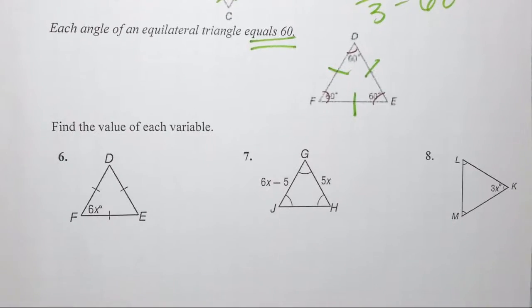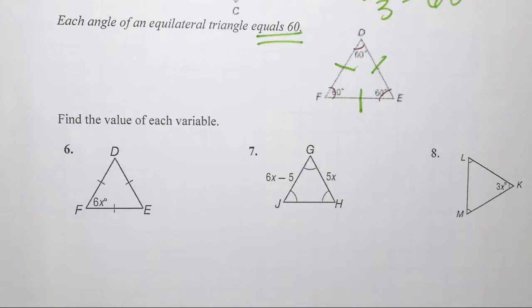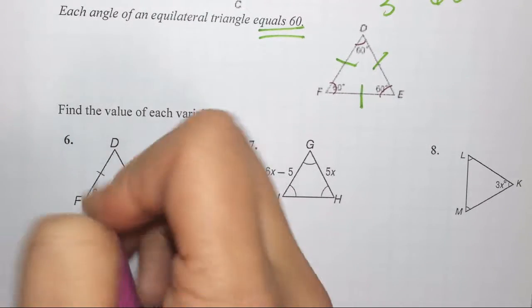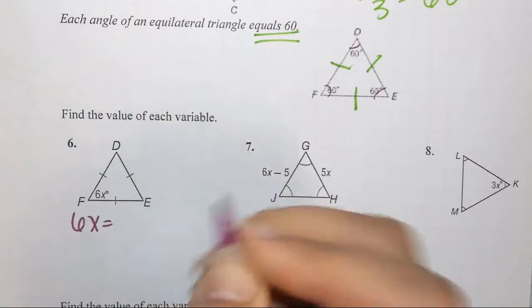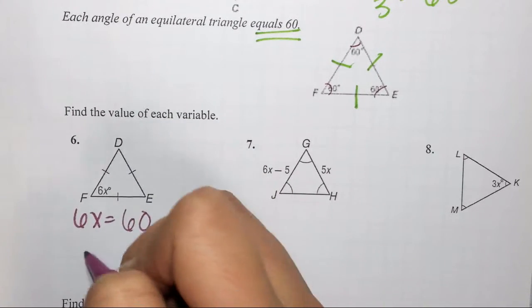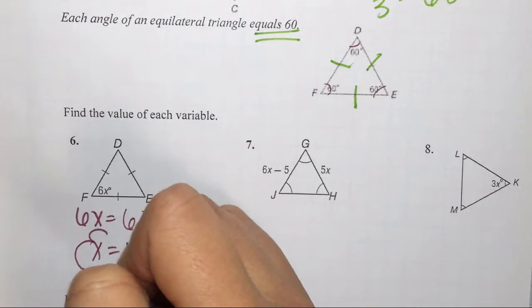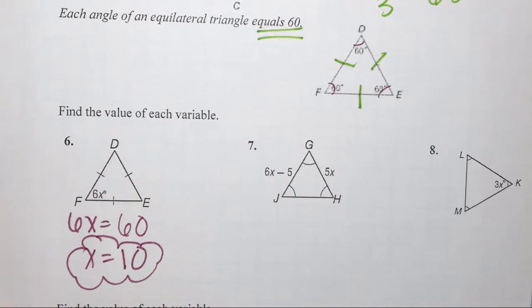Now let's look at number 6. Are all the sides congruent? So what is the measure of angle F? So we're going to set 6x equal to? And what does x equal? 10.